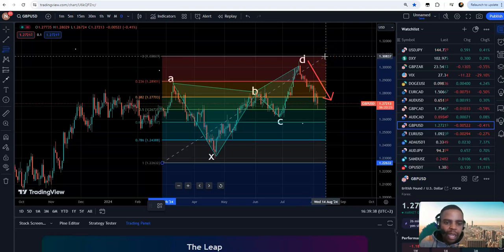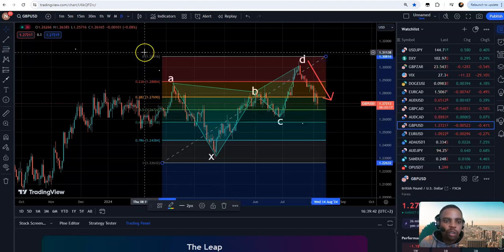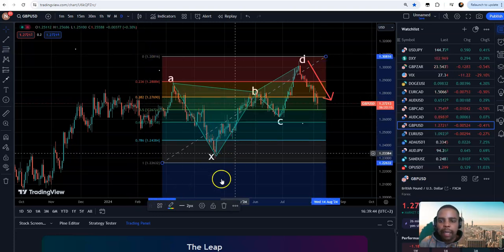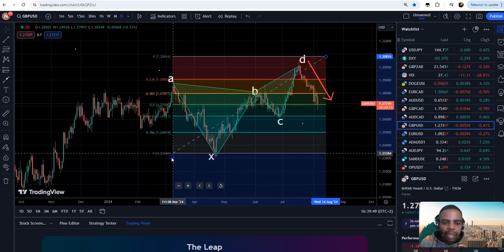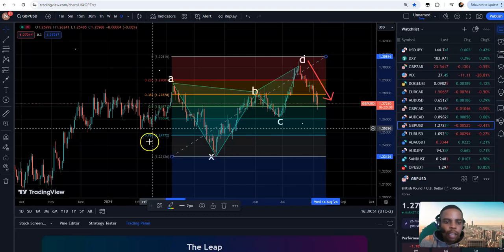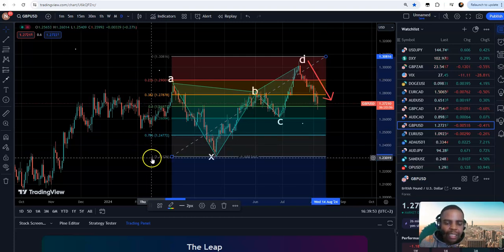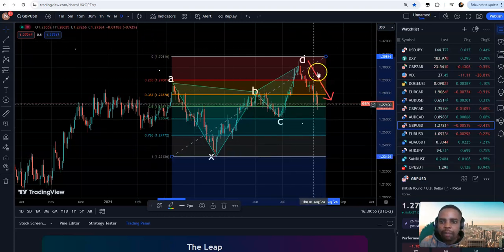So you're going to have your 1 right there at the bottom, and then you have your 0 up there if it's a bearish harmonic pattern. Make sure that you have your 1 right here at the bottom, and then you have your 0 up there.